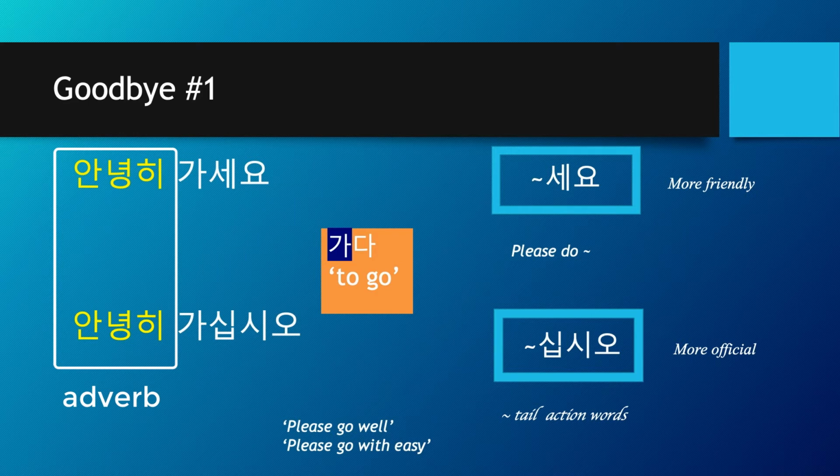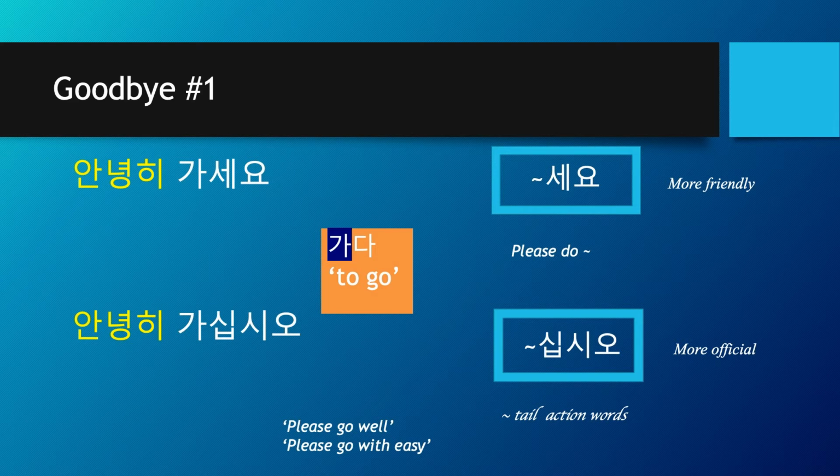가다, root word, means to go. To go, it is a verb. Now append 존댓말 tail words 세요 or 십시오 to the root word of 가다. Then we can make verbs 가세요 or 가십시오 as honorific expressions to mean please go.